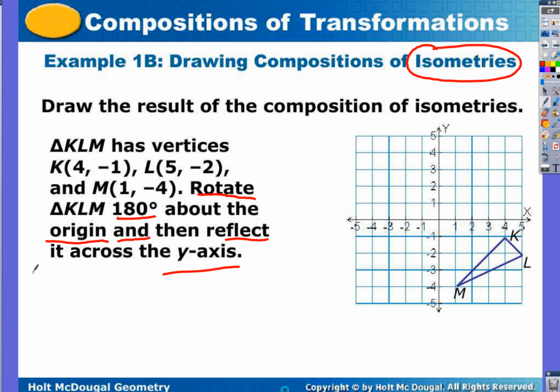Let's do K prime. K starts off at 4, -1. First, let's rotate 180 around the origin. Who remembers the rule for 180 around the origin? Negative x, negative y. Keep the x and y where they're at, change both signs. So where are we going to be at first? We're going to be at -4, 1.